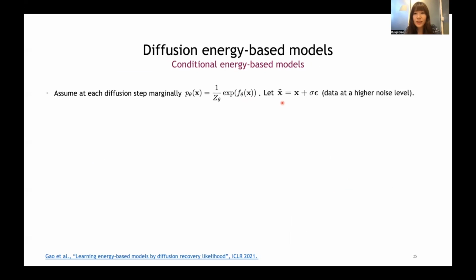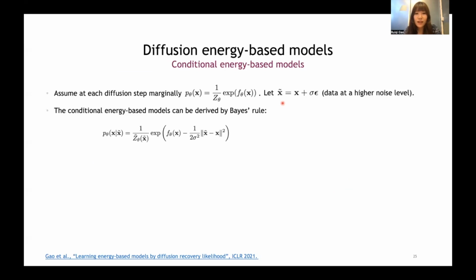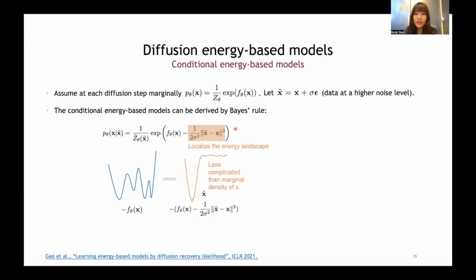And let x tilde be the data at a higher noise level. Then we can derive the conditional energy-based models by Bayesian rule. Specifically, this p(x given x_t tilde) is in this formulation. And if we compare these conditional energy-based models with the original marginal energy-based model, we see that the only difference is that there is an extra quadratic term here.